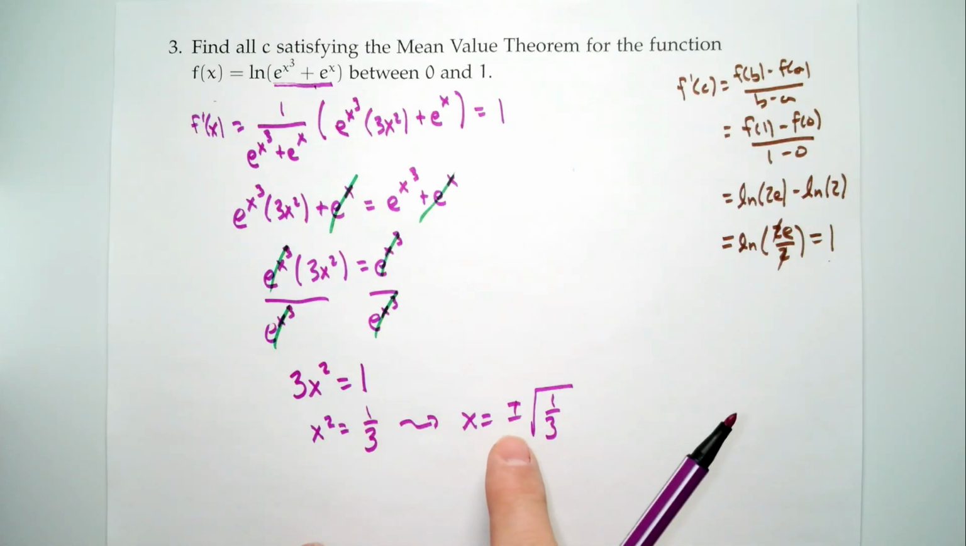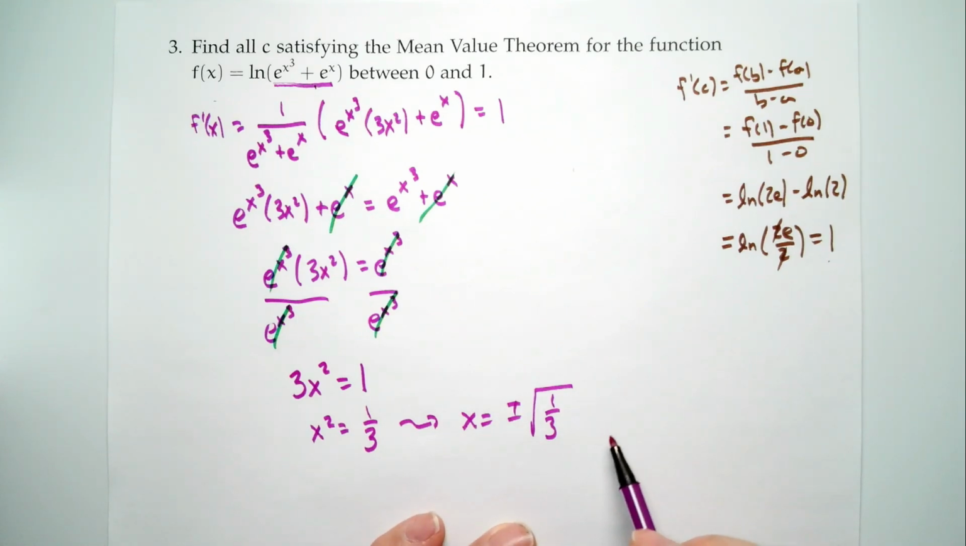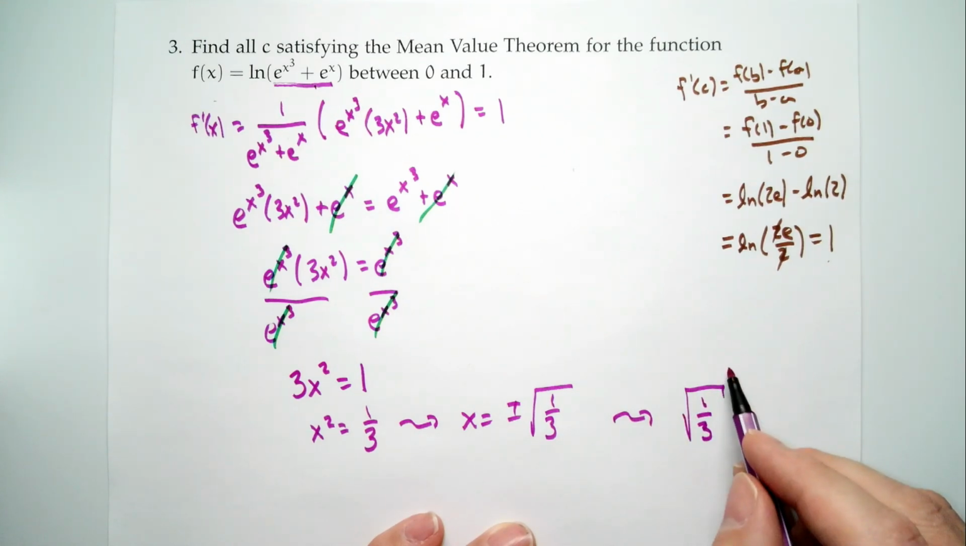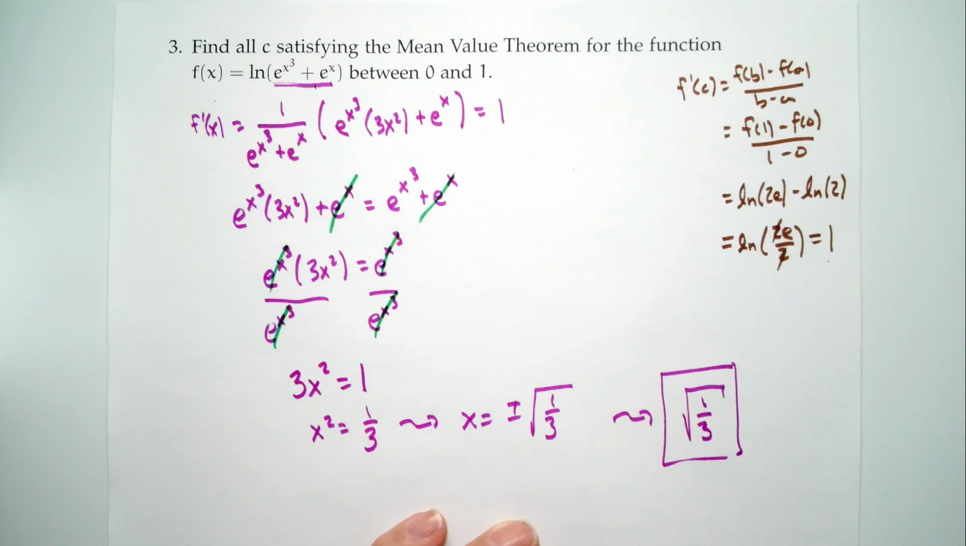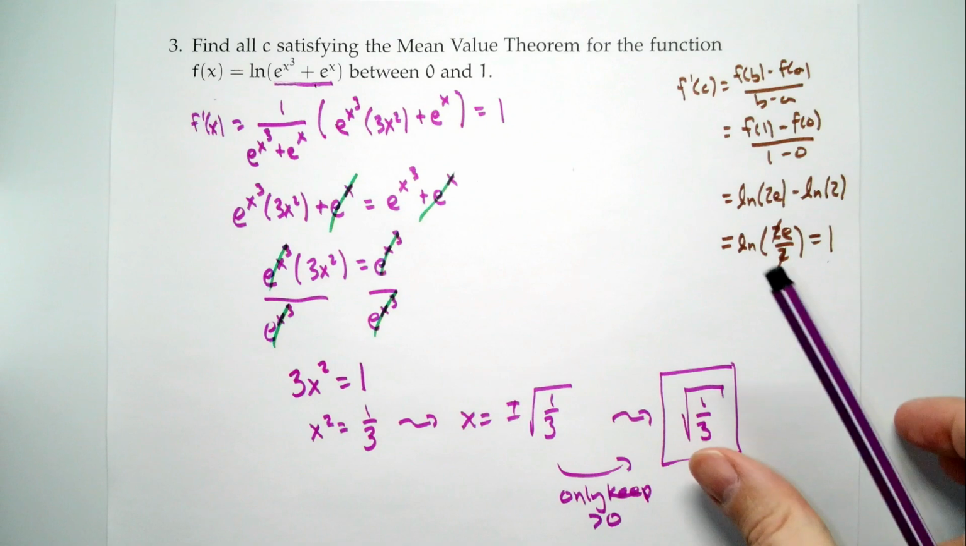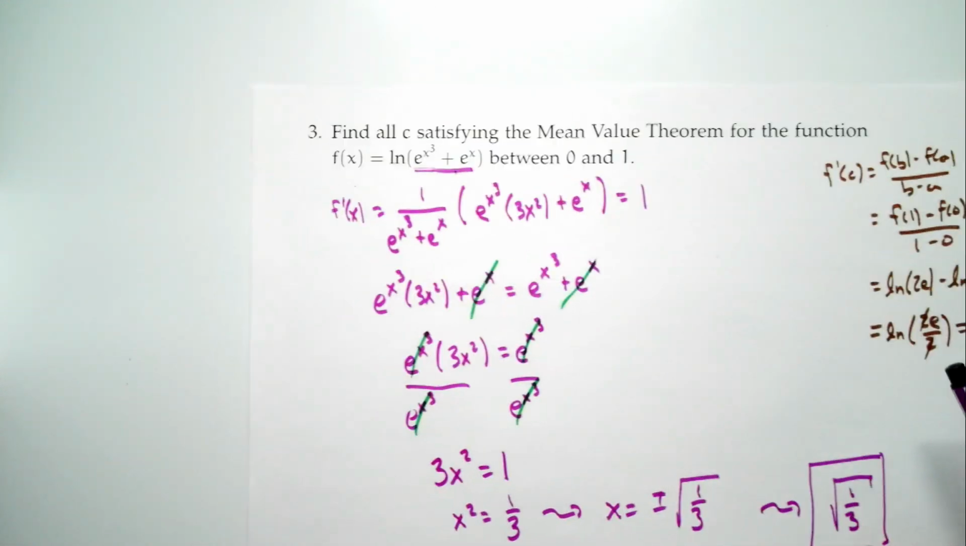Well, not the negative one. So we only keep the positive one, which means that there's only one. So in this case, all c is just one c, and it's the square root of 1/3. Only keep the positive one. All right, and that's it, right? Good, good. Well, these are fun problems. We should put these on exams. Well, all the problems are fun problems that should go on exams.